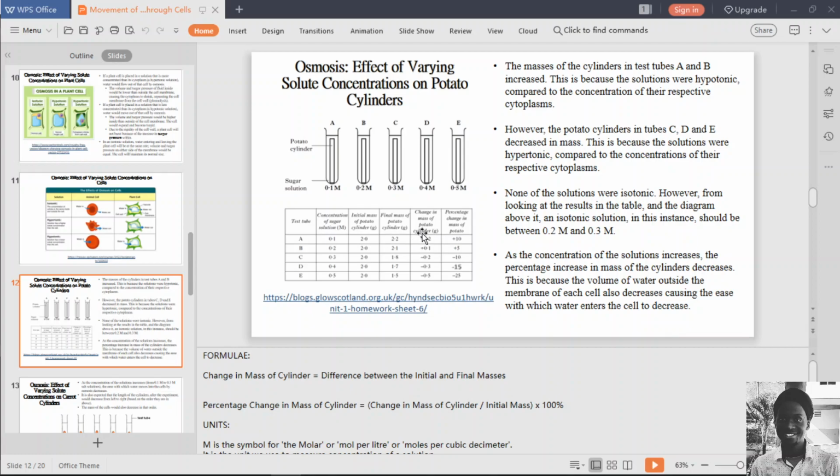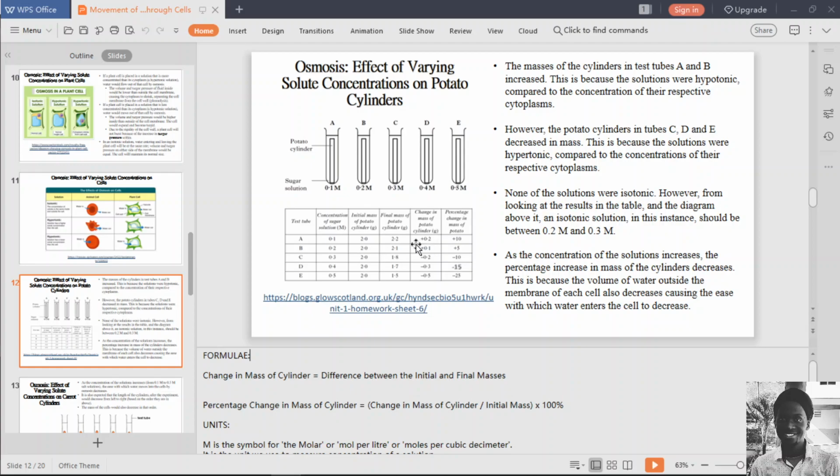So the plus sign in front of the 0.2 means increase. Okay, 2.2 subtract 2.0 is 0.2. So we had a 0.2 gram increase in mass. So it's expected that this cylinder would get taller, or not necessarily taller, because it could get wider also.